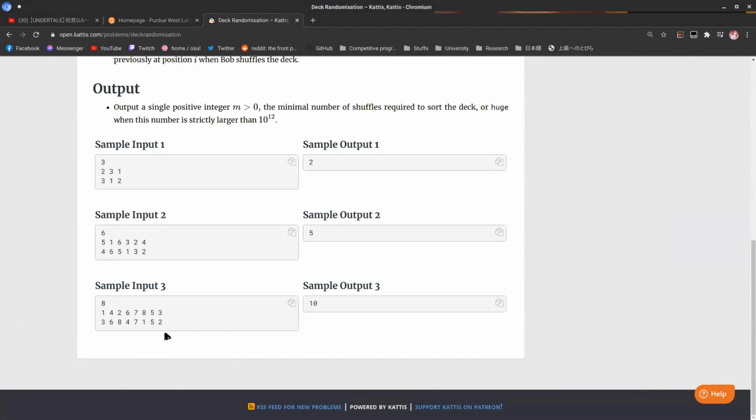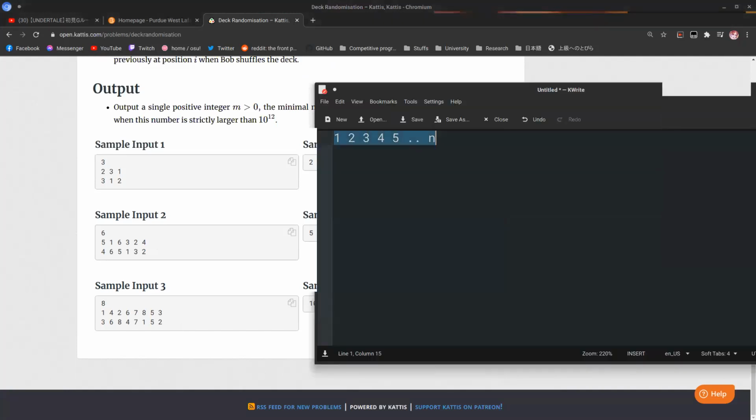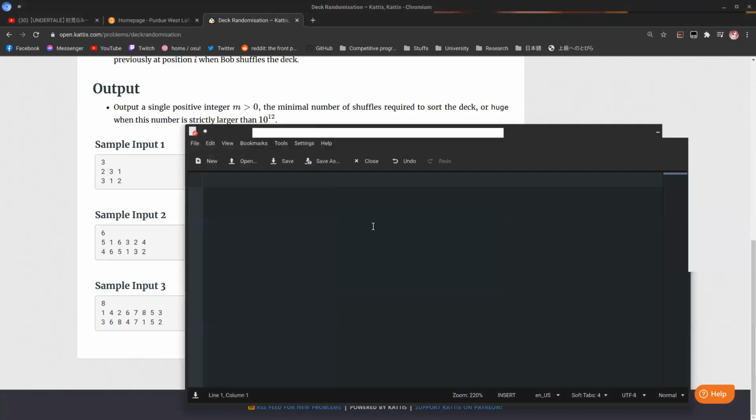And for this case, it's 10. I won't bother to explain this. So right off the bat, you can see two pretty distinct cases to solve here. The first case is if the answer is even.